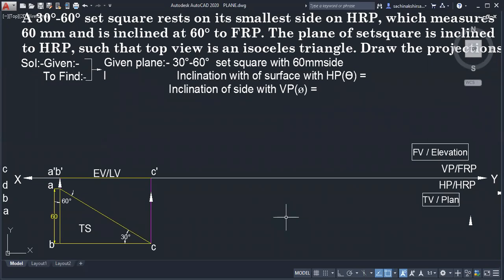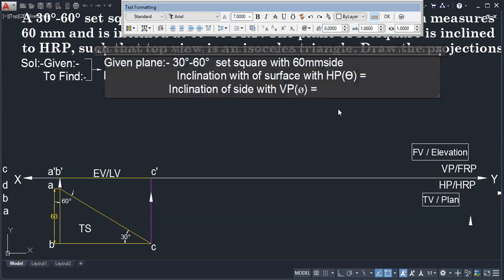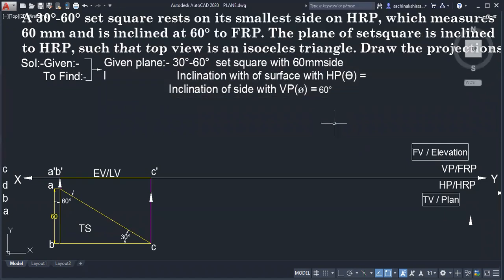Let's see the problem statement. So the set square rests on the smallest side on HRP. So we have drawn true shape in HRP, which measures 60 mm. Already we have drawn. It is inclined 60 degree with HRP, and inclined 60 degree to VP. Whose inclination is this? Side AB, the smallest side. Inclination of smallest side is given how much? 60 degree, no? Yes, sir. 60 degree. It is smallest side inclination.